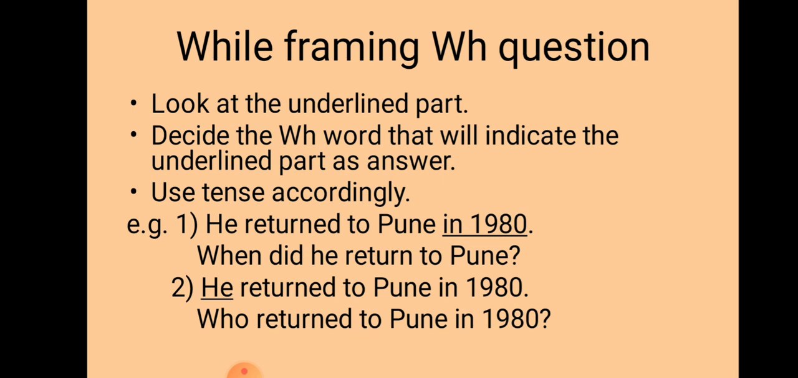So for example, he returned to Pune in 1980. Here underline is under in 1980. So it indicates time. So you have to choose the word when. If it is time, जर काळ म्हणजे कालावधी सांगितला असेल, काळ सांगितला असेल तर तुम्हाला when हा WH वर्ड तुम्हाला योजावा लागेल. So when did he return to Pune?